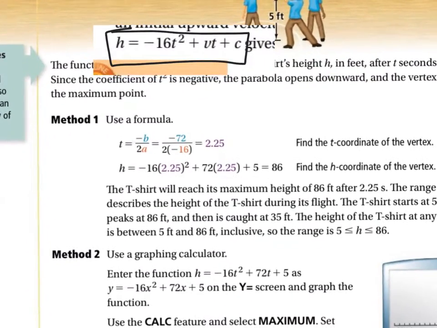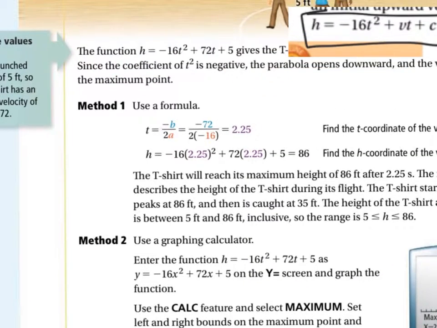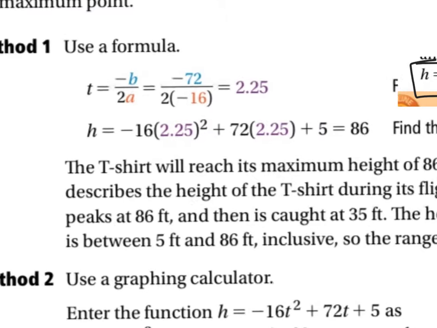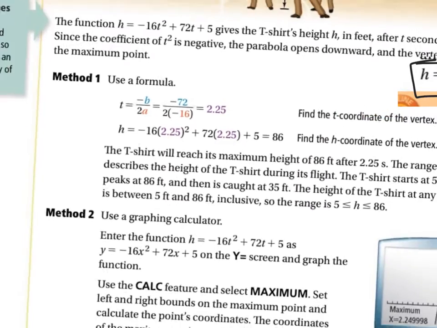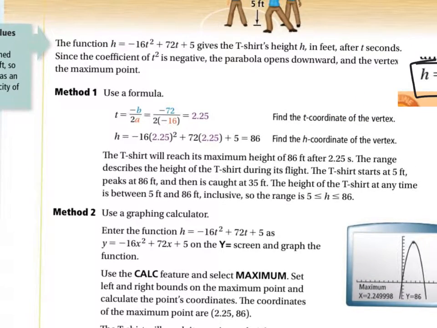Okay, so if we're working this out, first thing would be finding the line of symmetry. So b is 72, a is negative 16. Work that out, you get 2.25, and then substitute 2.25 in, and you get 86. So (2.25, 86) is going to be our vertex.